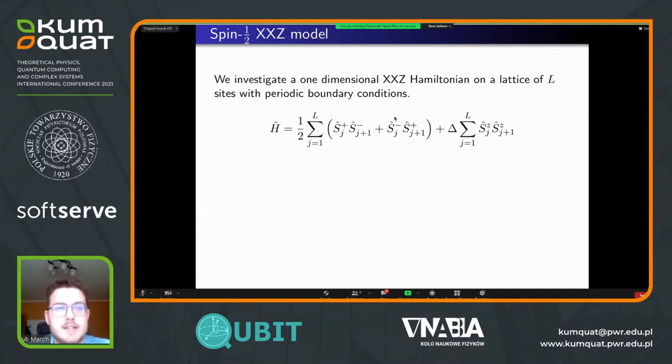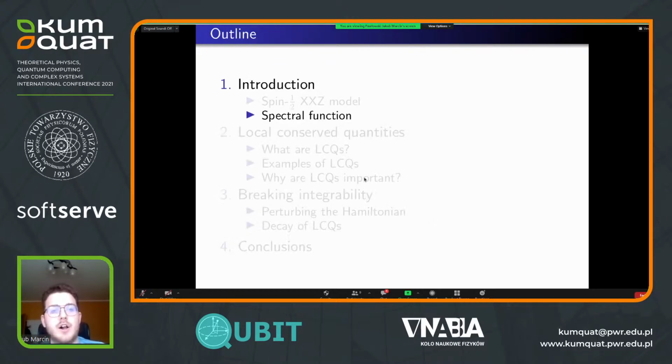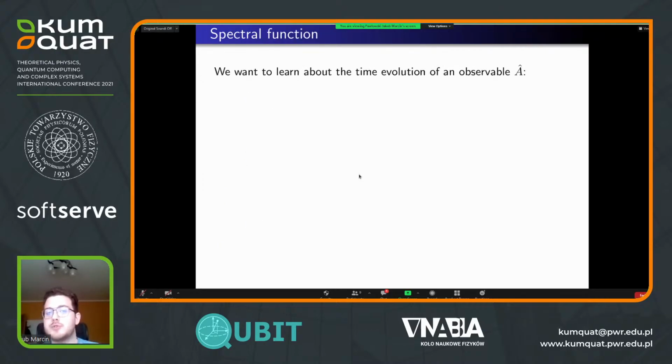So let's start with the spin 1/2 XXZ model Hamiltonian. We investigate it on a one-dimensional lattice of L sites with periodic boundary conditions, and it looks like this. It has this familiar form, with a kinetic term with spin flips and the interaction between the nearest neighbors. The S+ and S- operators are defined as usual, your spin raising and lowering operators, and Sx, Sy, and Sz correspond to the respective Pauli matrices multiplied by a constant. All right, so let's proceed to the spectral functions. Imagine that we want to learn something about the time evolution of an observable, say A.